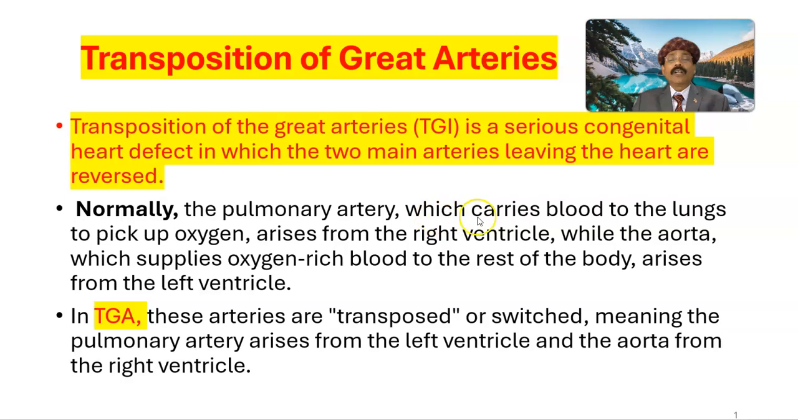Normally, the pulmonary artery, which carries blood to the lungs to pick up oxygen, arises from the right ventricle, while the aorta, which supplies oxygen-rich blood to the rest of the body, arises from the left ventricle. In transposition of great arteries, these arteries are transposed or switched, meaning the pulmonary artery arises from the left ventricle and the aorta from the right ventricle.